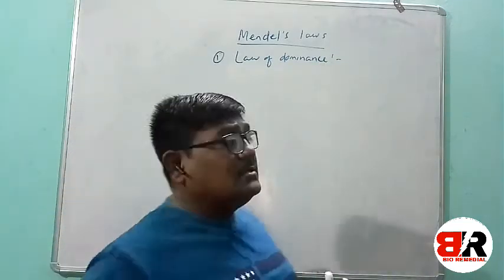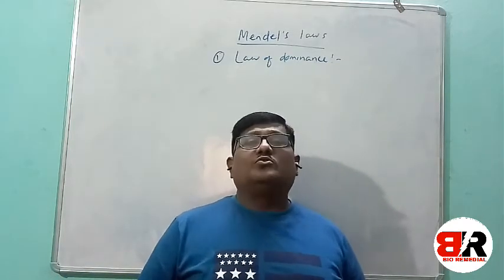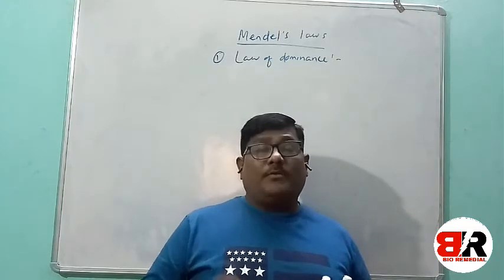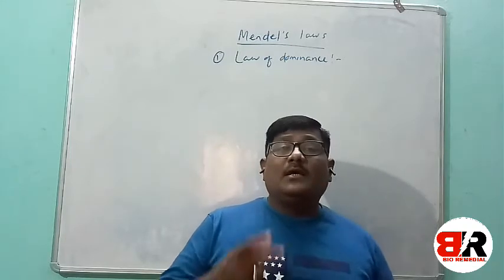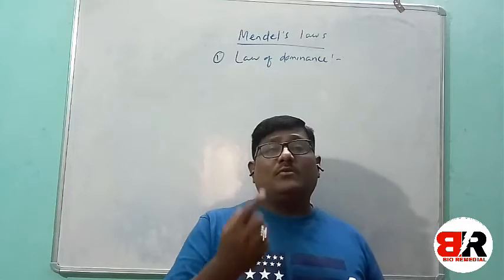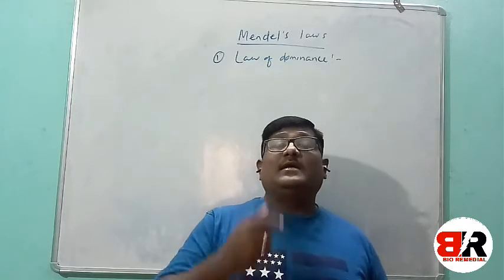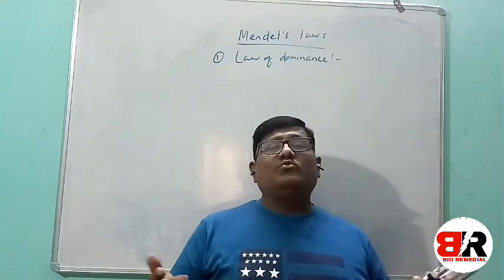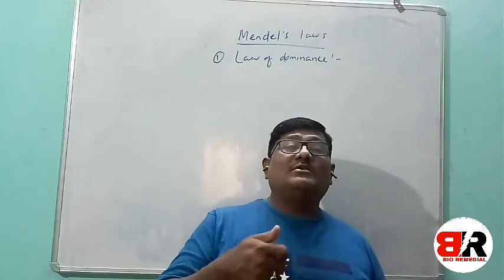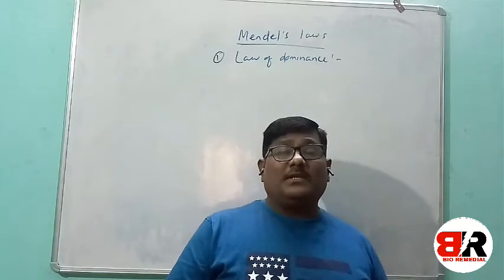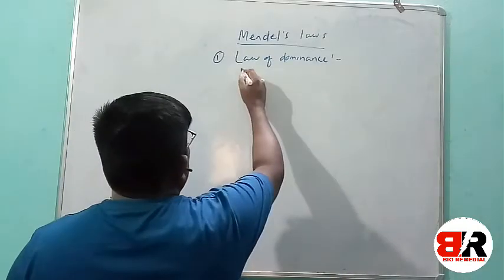Students, in dominance, there is always a pair of genes or factors that controls our trait. Every trait of ours is controlled by a pair of genes. So the law of dominance says that out of two genes, one is always expressed and the other is always suppressed. In a heterozygous condition, when two different genes are present in an organism, one gene is always expressed and the other gene is always suppressed. That is what the law of dominance is all about.